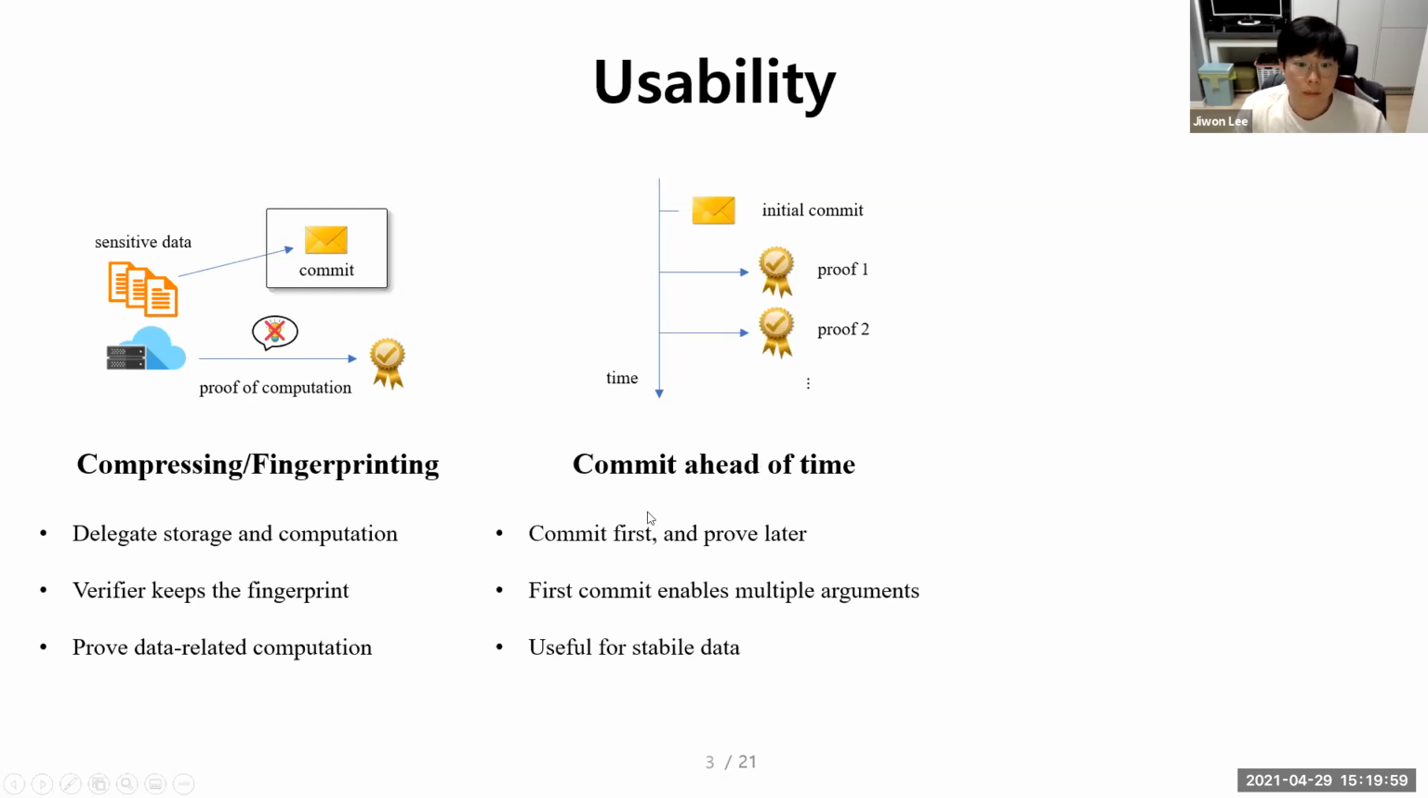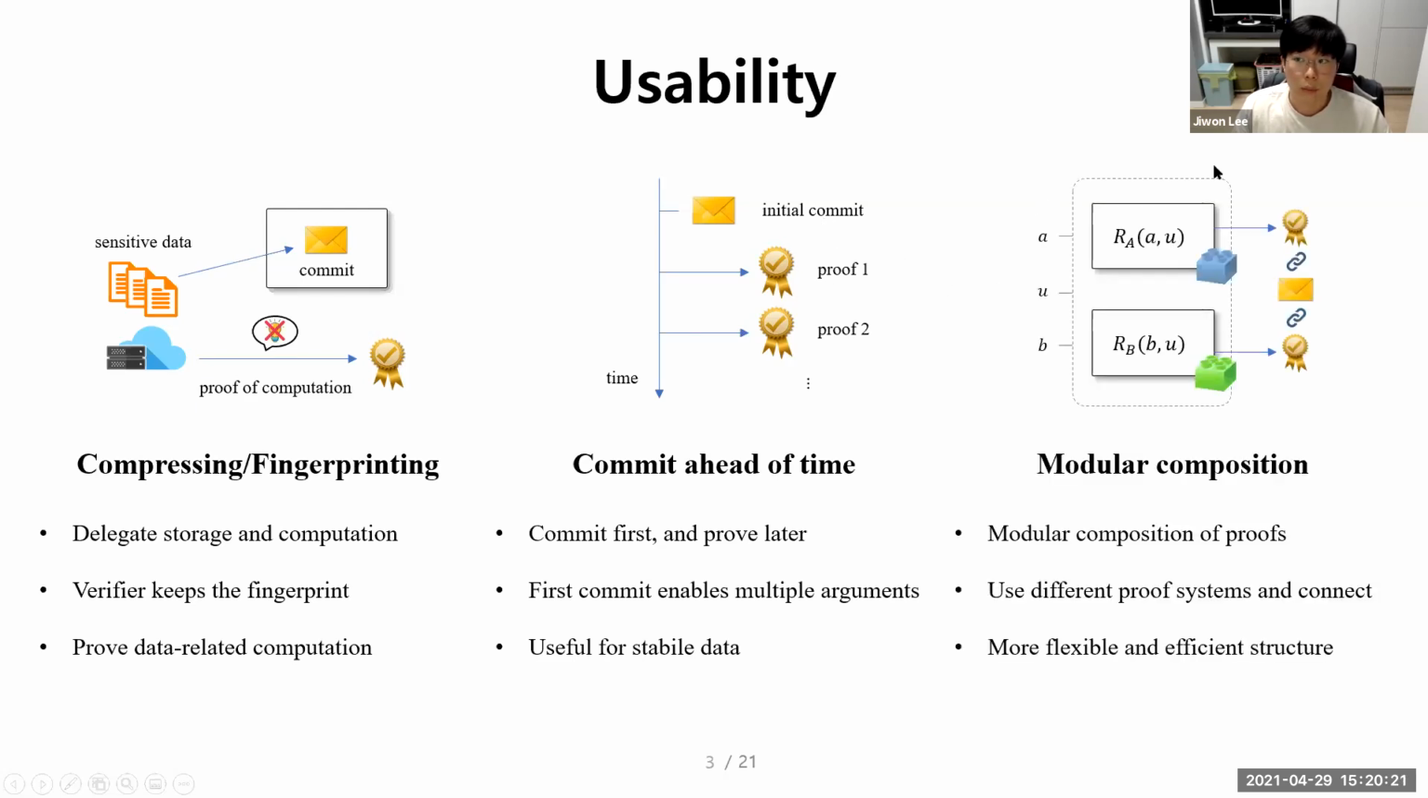Another one would be committing ahead of time. It means you can commit first and then prove later about the data. This can happen because the first commitment you make enables the multiple arguments that you're going to make in the future. So it's really useful for stable data, which doesn't change much, since you can fix the data as a commitment and then use it to prove various relations in the future.